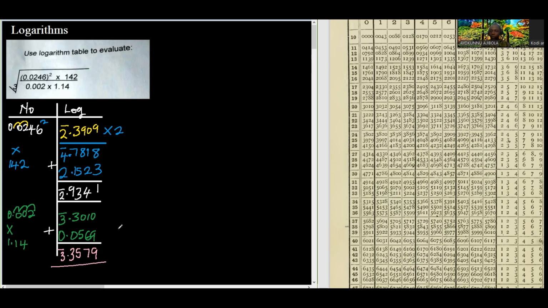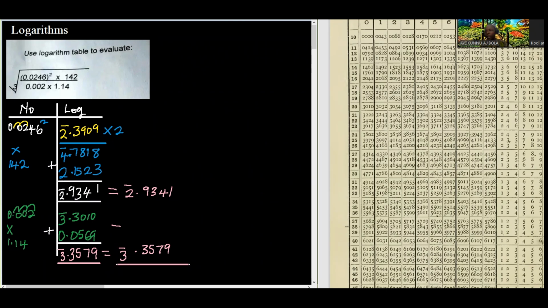Now we have two numbers. Two results. One for the numerator and the other for the denominator. So the numerator comes here by 2.934 point. The denominator comes here by 3.3579. So 3579. But because we are dividing between numerator and denominator, we're going to subtract here. So at the subtraction, this is what we're going to have.